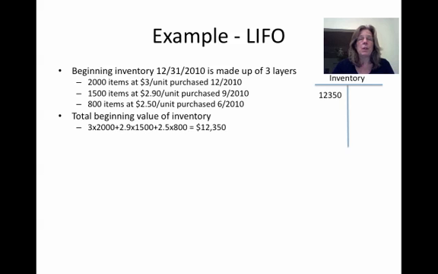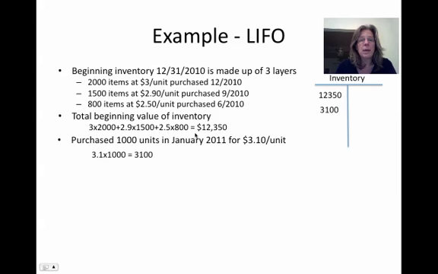So what we're going to do now is go through an example, first one of LIFO and then of FIFO. So here we have this beginning inventory that is made up of 3 layers: one that was bought in December, one that was bought in September, and one that was bought in June. And you can see the prices have been rising, $2.50 in June, and now it's $3. And so the total value of the beginning inventory we can just calculate out by taking 2,000 times 3, etc., to get to $12,350. So that's where we have this inventory value in the T account.